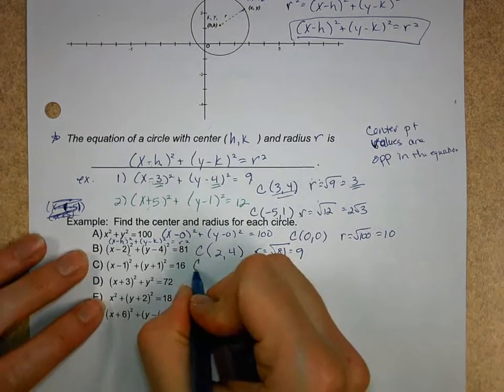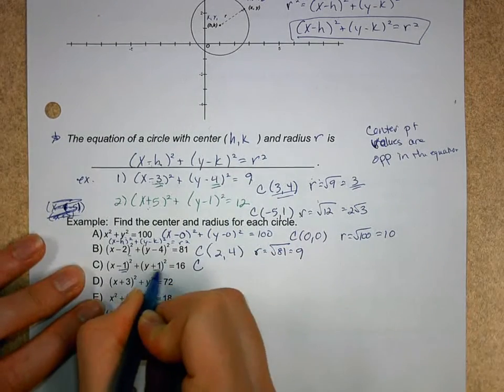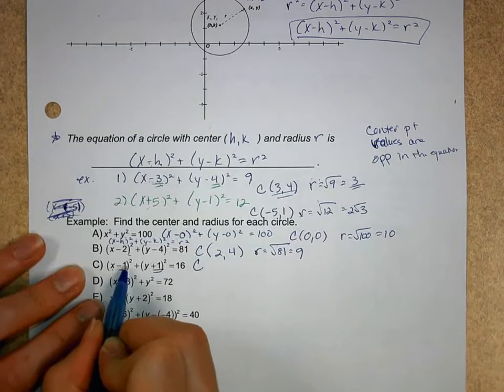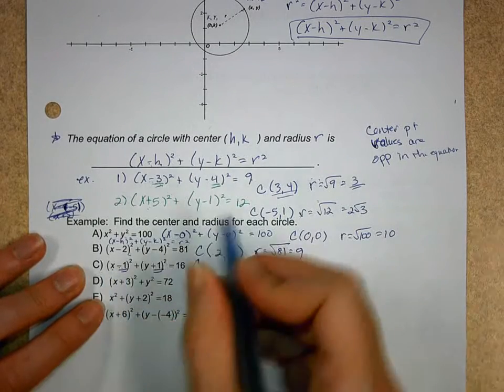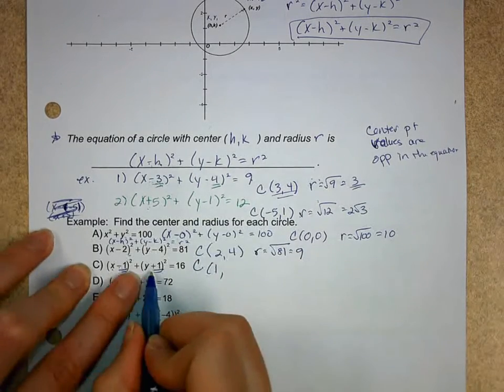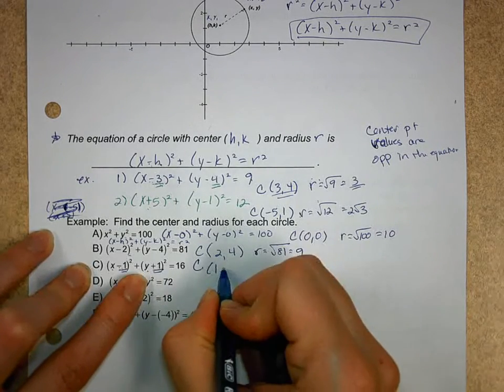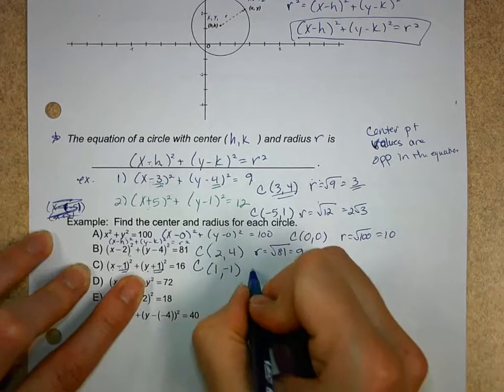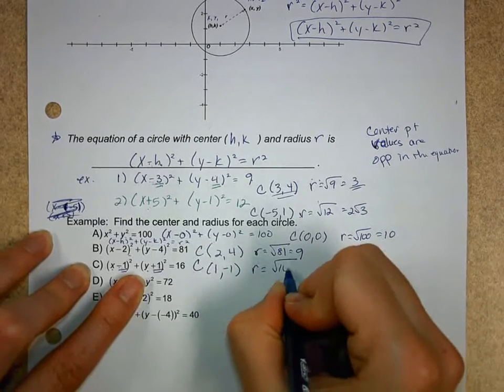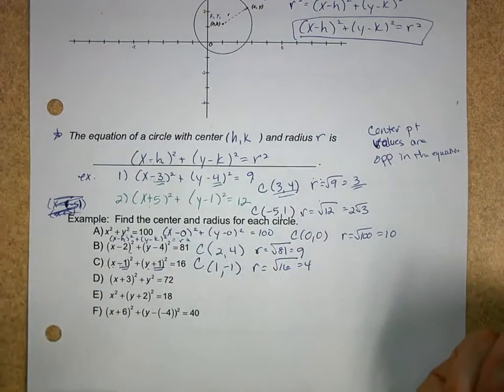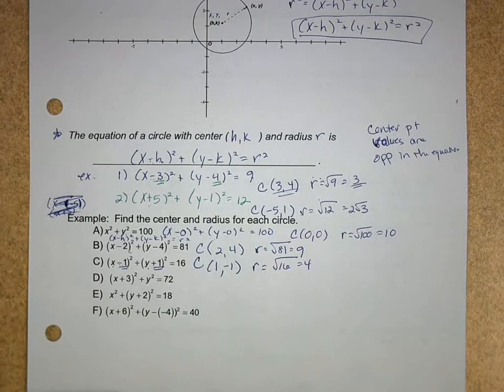How about this next one? Look here at the two values. X minus h, well, that's the minus sign yet, so that meant that value had to be positive. Oh wait, but we have y plus 1. Well, that meant k was actually a negative value, so it's a negative 1. Your radius is going to be the square root of 16, which is 4. Are you guys starting to see the patterns that we're getting from here so far?